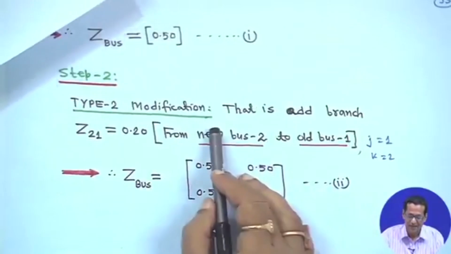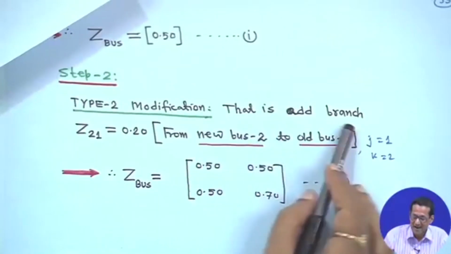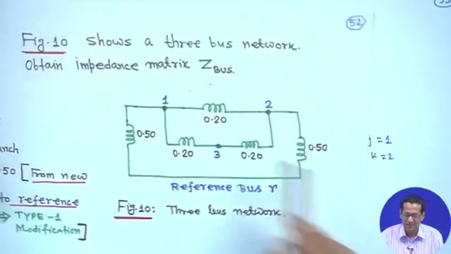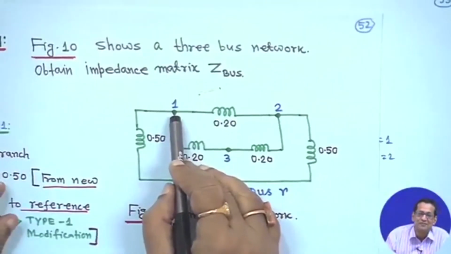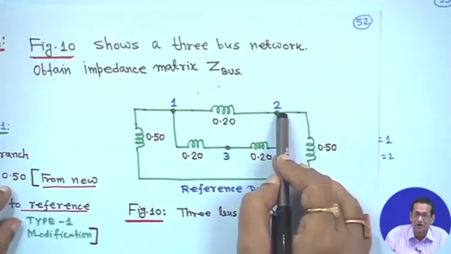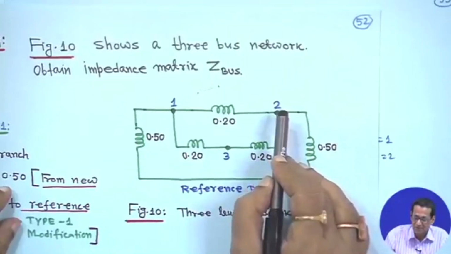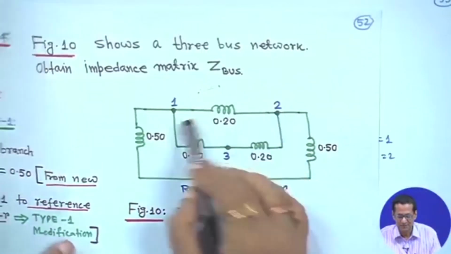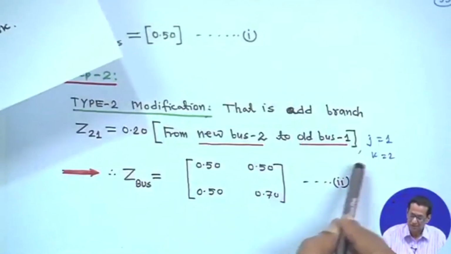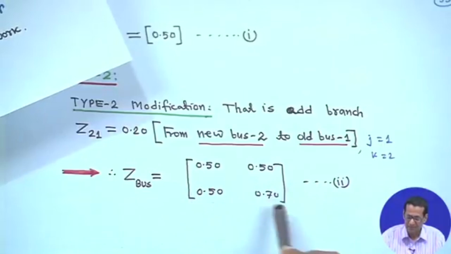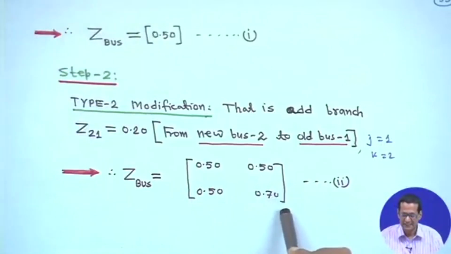Next, step 2, type 2 modification, that is add branch Z 2 1, from a new bus to old bus 1, because already this bus 1 we have considered previously. So, this bus will become an old bus. Now, this bus is a new bus. So, adding from an old bus to a new bus, the Z bus will become 0.5, 0.5, 0.5, 0.7, that is how it is coming.